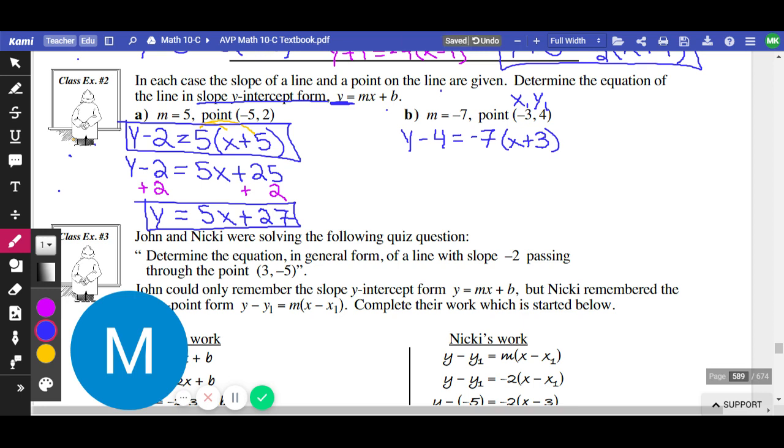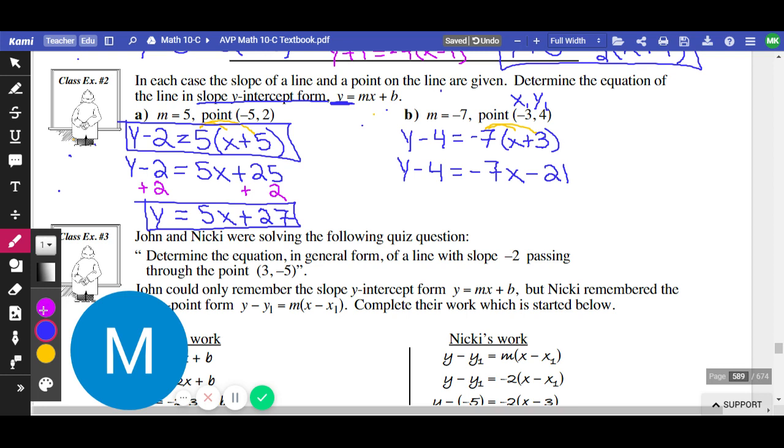Let the question guide you. Create whatever you can. Then convert to what they want. They wanted slope intercept form. So we need to get rid of these brackets somehow. We get rid of these brackets by multiplying the negative 7 in. First job is expand. That leaves me now with y minus 4 equals negative 7x minus 21. Remember, it's a negative 7 multiplying in, so it changed to be minus 21.